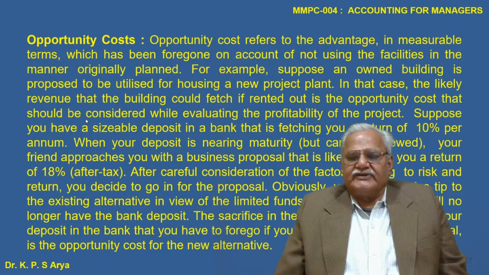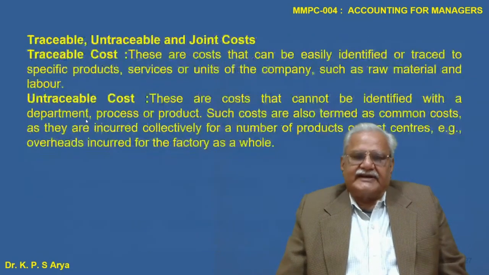Obviously, you have to give up the existing alternative in view of the limited funds you have. Thus, you will no longer have the bank deposit, and the sacrifice in this case is the 10% interest on your deposit in the bank that you have to forego if you go in for the business proposal. This is the opportunity cost for your new alternative.